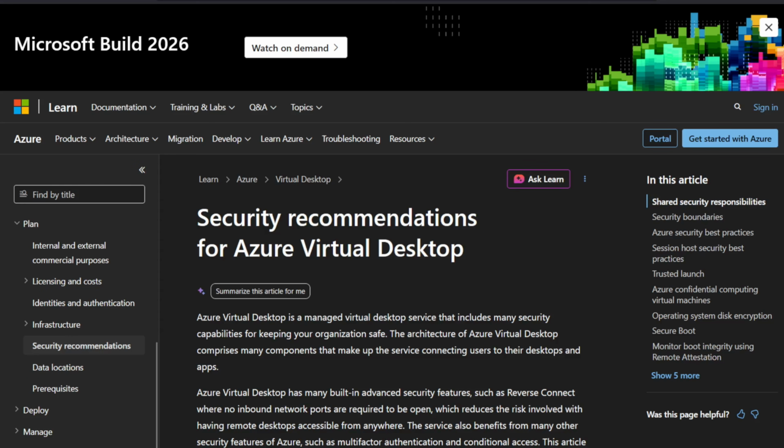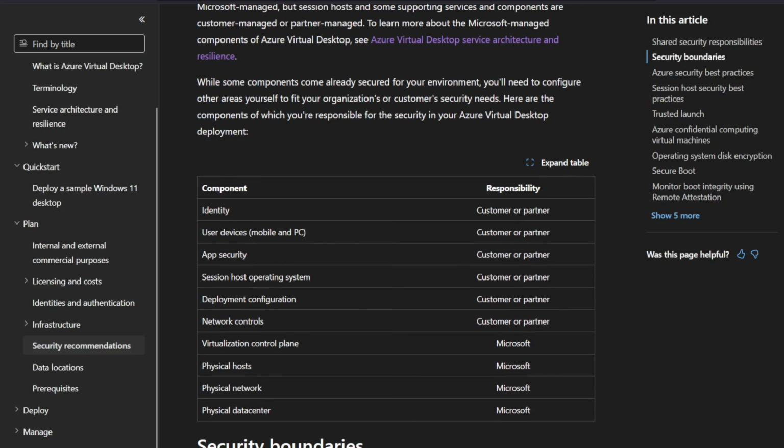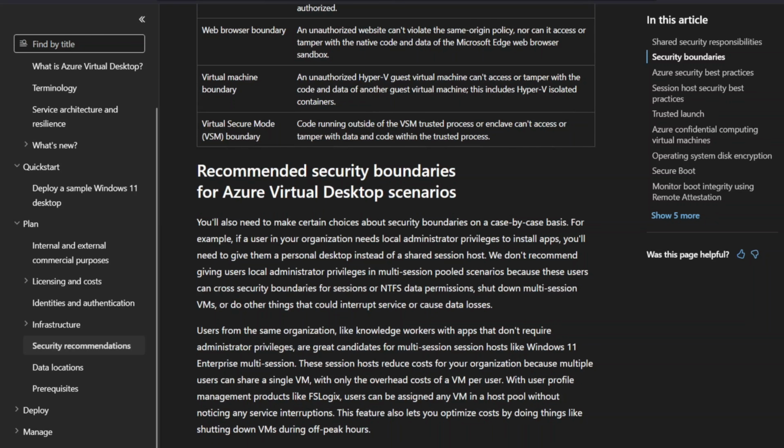Security choices can also affect cost and complexity. Again, if we look at the recommendations around security for AVD, it explains that while Microsoft secures the Microsoft-managed part of the service, right, that responsibility model, the customer remains responsible for areas such as session hosts, applications, data, access control, and deployment configuration.